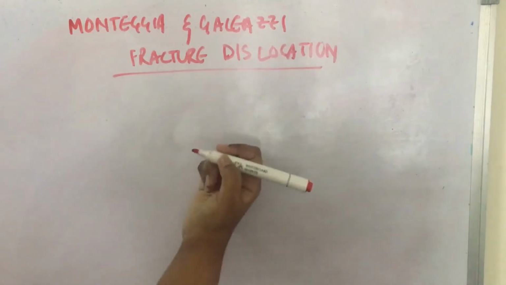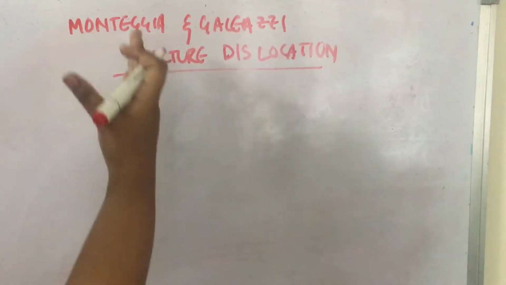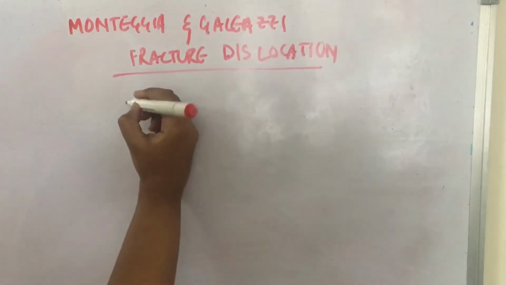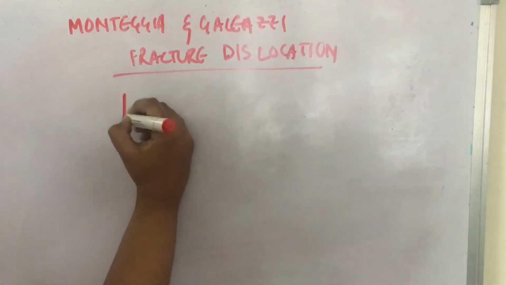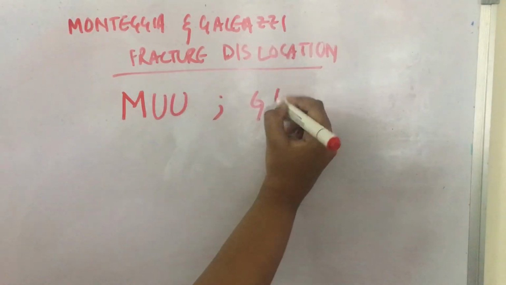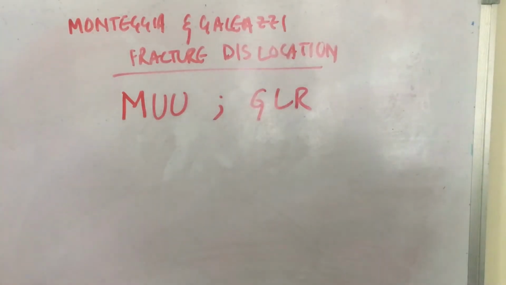So if you have your own mnemonic, well and good. If you don't, and if you're always getting confused between these two fractures, please listen to this video, and I'm sure your confusion will end by the end of this video. MUU and GLR. What is the significance of these two words? So this is the mnemonic I'm talking about.